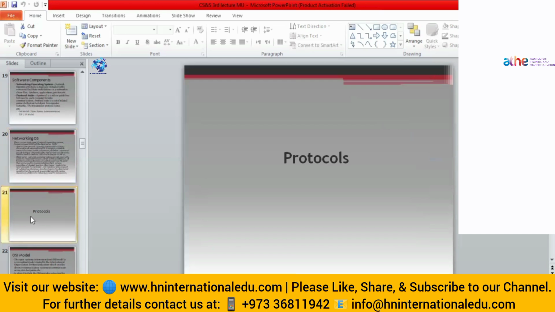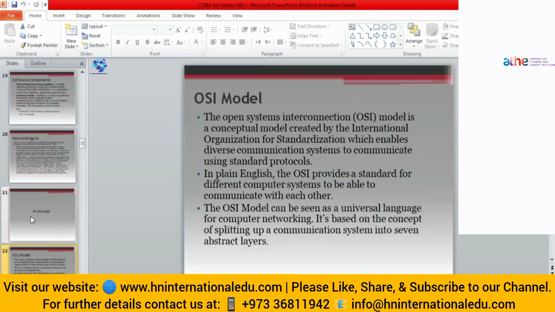Now the protocols. There are two types of protocol: the OSI model and the TCP/IP model. First, we will discuss the OSI model, that is the Open System Interconnection model. It is a conceptual model. That model is not in implementation. It is only the base of other models. That model has many details of networking communication, and other models are based on the OSI model.